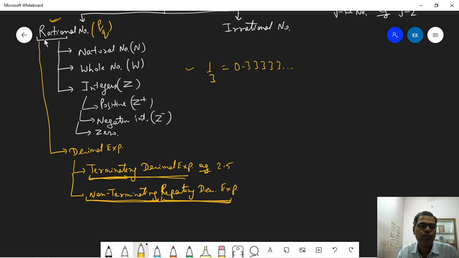Okay, so the rational numbers can be written in the decimal expansion form in only two types. The first is the terminating decimal expansion, or the non-terminating repeating decimal expansion, as we can see here. So its example is 0.333 dot dot dot, or we can say 0.3 bar. So this bar over the digit 3 shows that the digit 3 is repeating again and again.